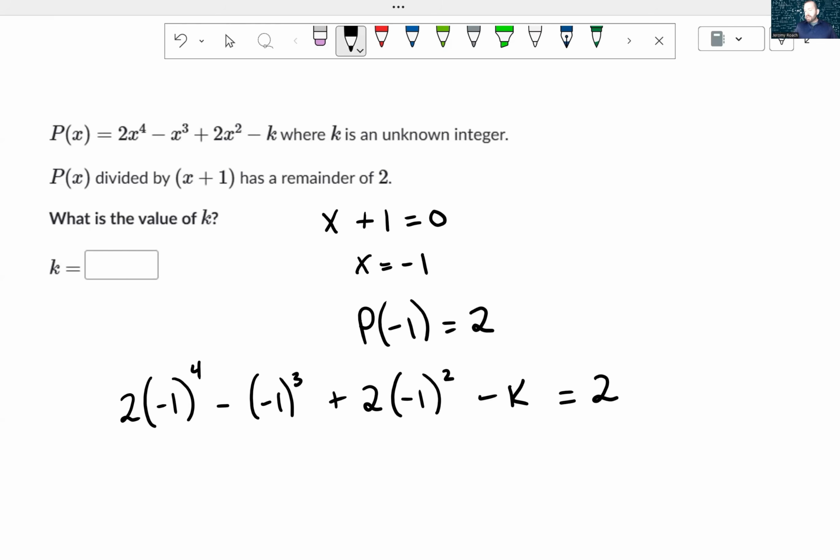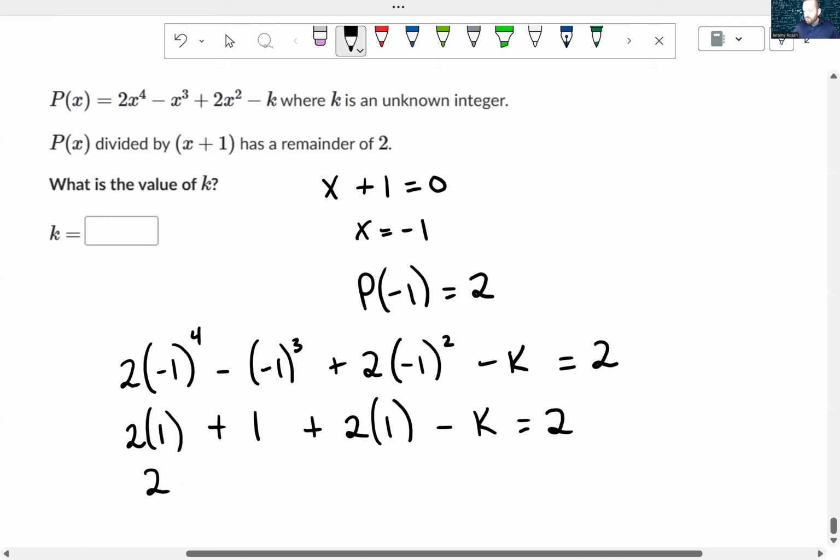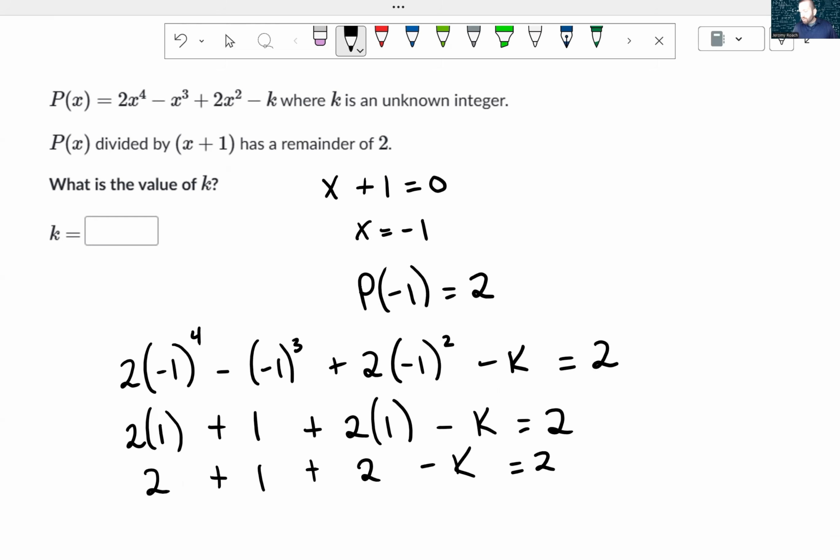Now when you do this in a calculator, anything with an even power, if it's negative, becomes a positive. So this is actually 2 times +1 minus, and if it's an odd power, it stays negative. So minus -1 is +1, plus 2 times, there's another even power, (-1) squared is +1, minus k equals 2. So now this is 2 plus 1 plus 2 minus k equals 2.